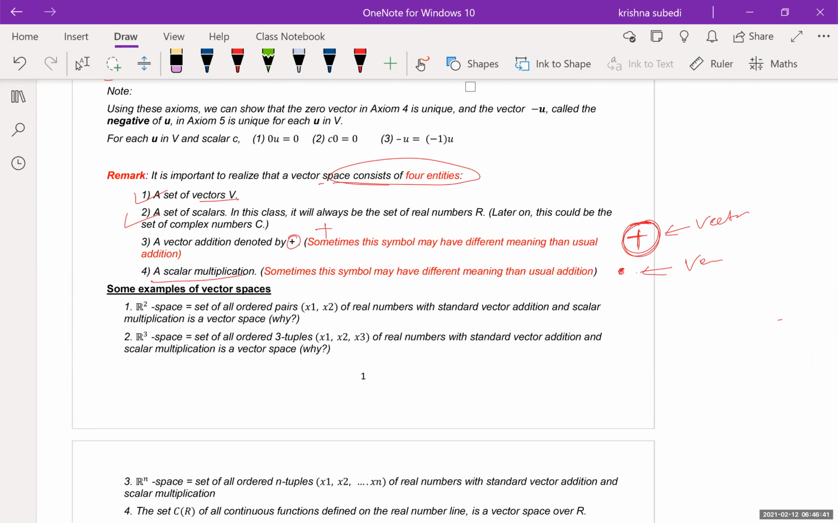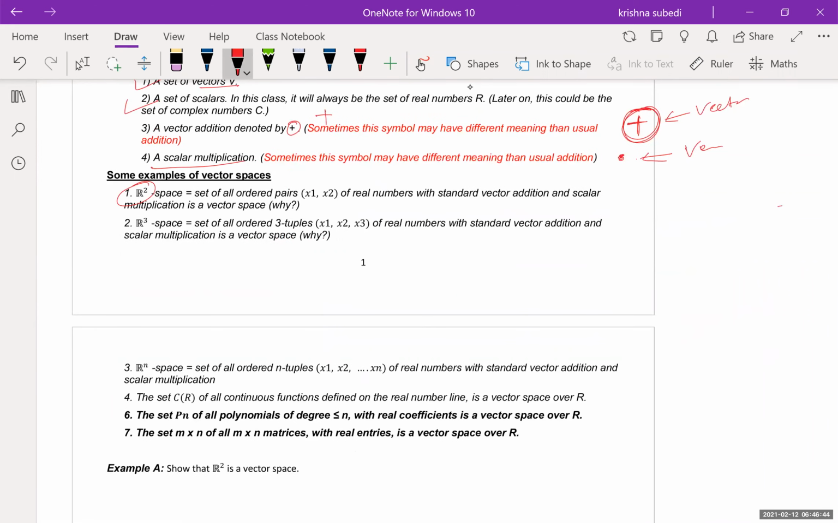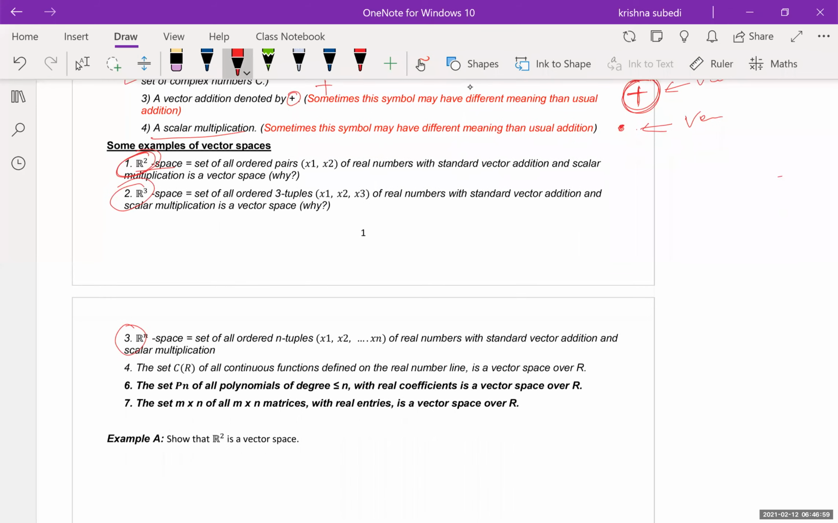Now, some examples: R2 is a vector space, because we'll prove later that R2 satisfies all those 10 conditions. R3 is also a vector space. Rn is also a vector space. The set Pn of all polynomials of degree less than or equal to n is also a vector space. The set M by n of all M by n matrices is also a vector space. We'll prove that, because they satisfy all those 10 conditions.